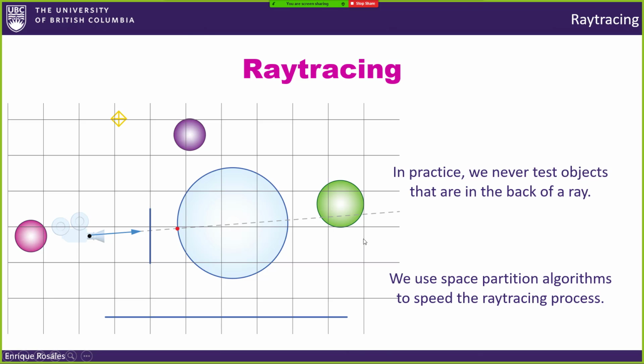So in general in ray tracing, for every ray that you throw, if you are using the correct accelerating algorithm and space partition algorithms, you will never ask the ray to hit something that is behind it. Okay, that is the first thing. Is this clear?